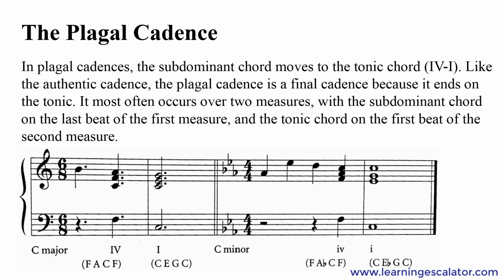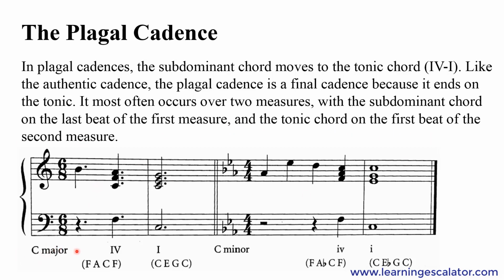The plagal cadence. In plagal cadences, the subdominant chord moves to the tonic chord. Like the authentic cadence, the plagal cadence is a final cadence because it ends on the tonic. It most often occurs over two measures, with the subdominant chord on the last beat of the first measure and the tonic chord on the first beat of the second measure.